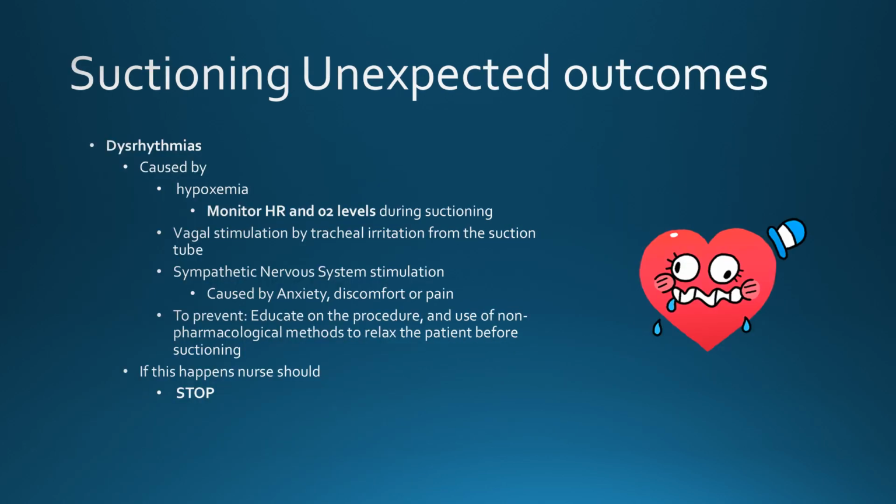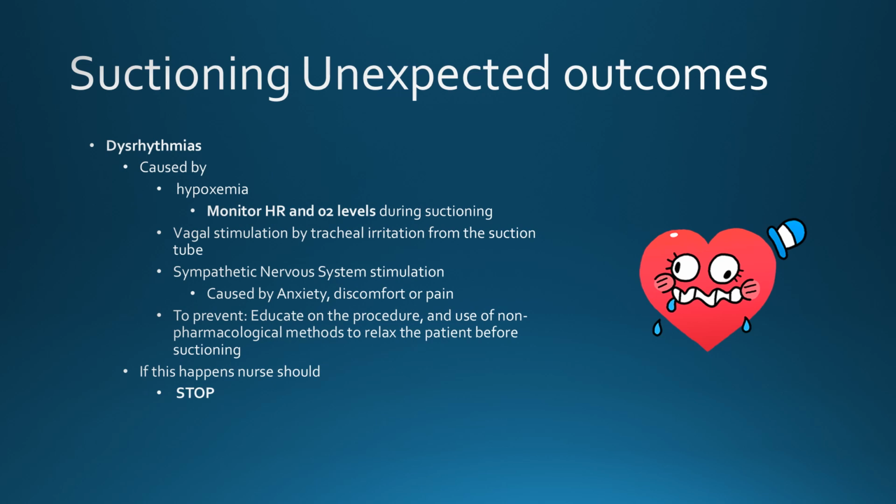There can be some unexpected outcomes when we are suctioning a patient. The first one being dysrhythmias. So this is typically caused by hypoxia, so us just taking away their airway. So we're going to monitor the heart rate and oxygen levels during suctioning. As previously stated, we're going to put that pulse oximeter on the patient, and we are going to monitor it as we suction the patient.